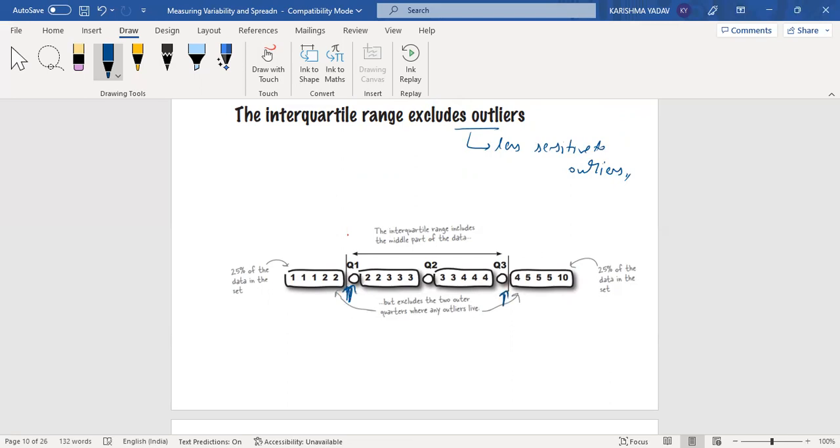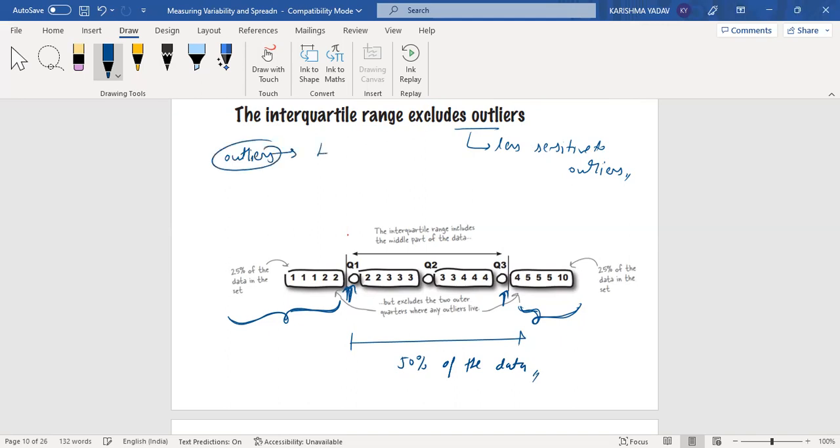Now the upper and lower quartiles are positioned so that the lower quartile has 25% of the data set below it, and the upper quartile has 25% of the data above it. This means that we are going to consider only 50% of the data.